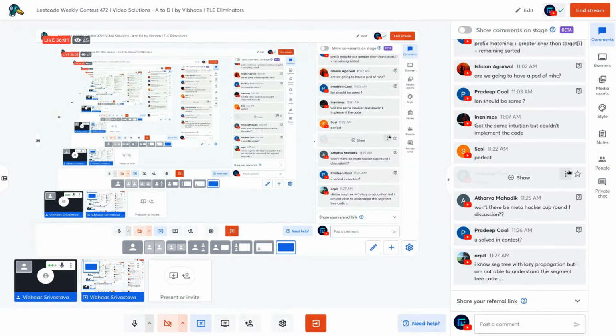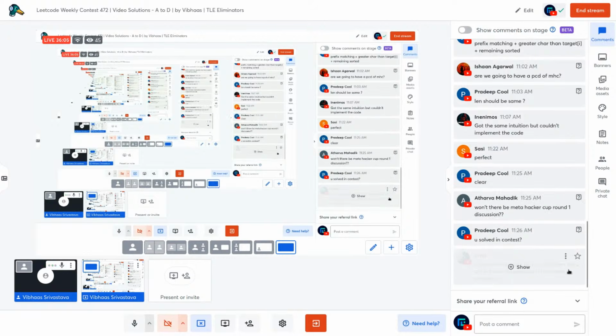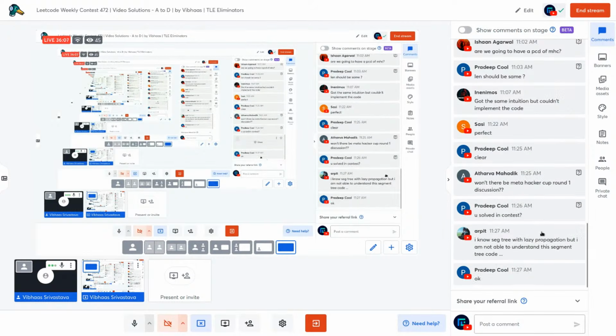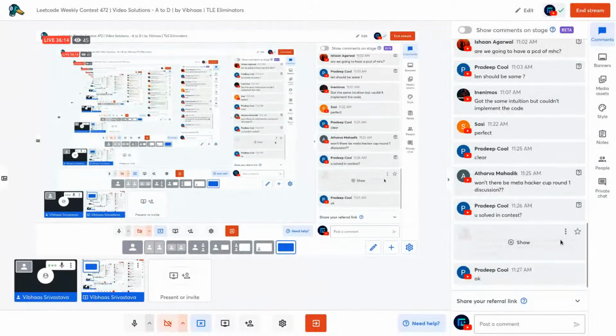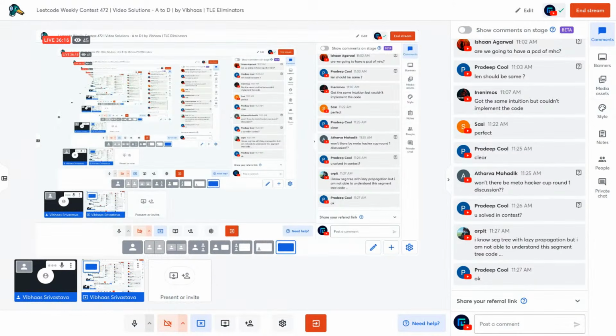I know segment trees. Okay. So you're not able to understand this segment tree code? What do you mean by this? Are you talking about the code which I wrote, or for this question you're not able to understand? Because I didn't discuss the code yet. We'll get into that.